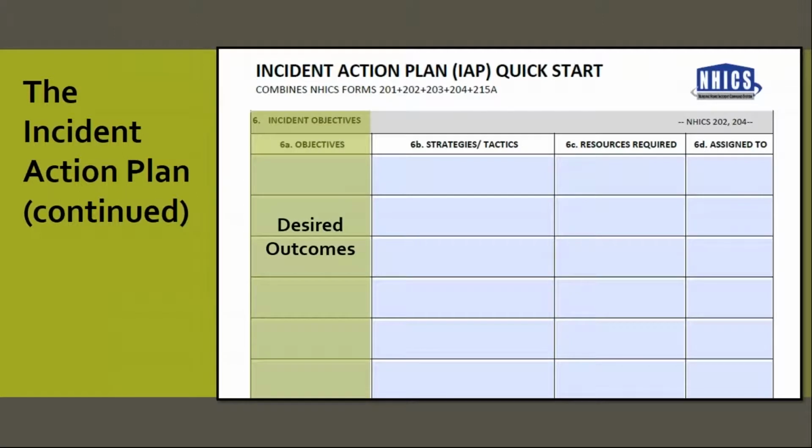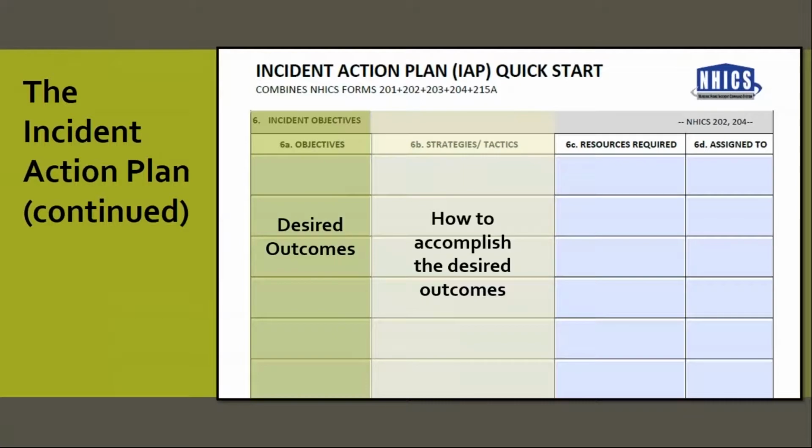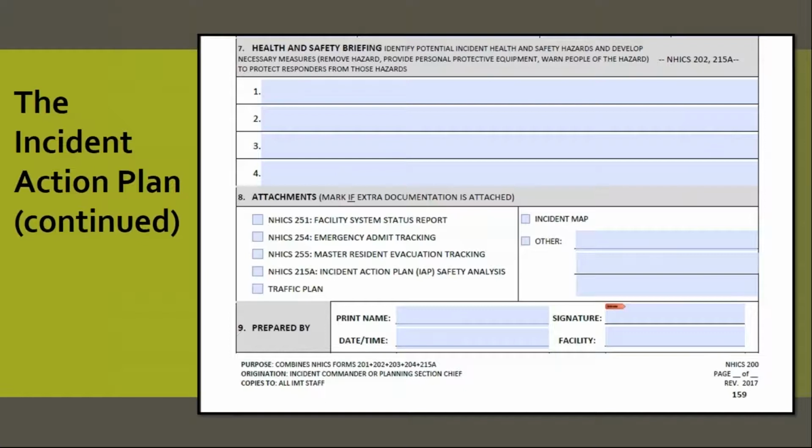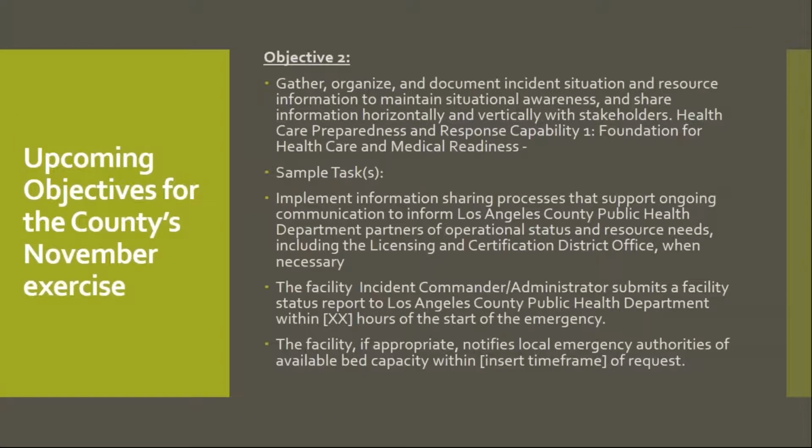So I made this graphic kind of fancy. Objectives would just be your desired outcomes, and then how to accomplish those, resources, and then who you would assign it to. But again, like Jason was saying, this is just one system. And then this is the rest of that form there. And so that's an example of how you can activate and then manage the event from the start.